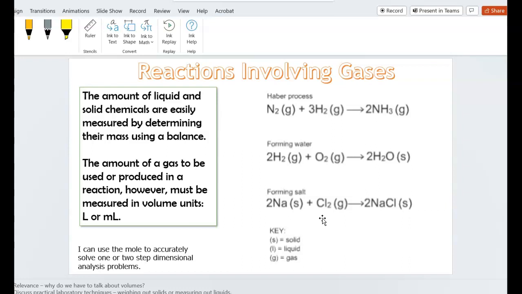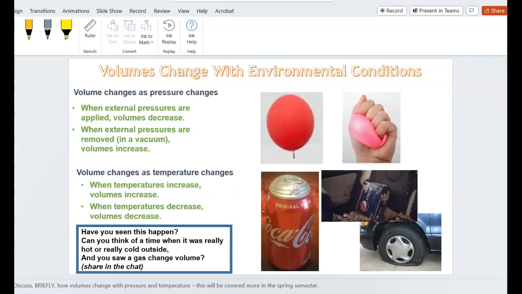However, their volume is greatly affected by changes in temperature and pressure. And so this next slide here is a look at maybe some things that you may have seen over time. If you had balloons in your car on a hot summer day with the windows up and the doors closed, they'd probably eventually pop. If you had cans of soda in the back seat of your car, again, on a hot day, they could explode.